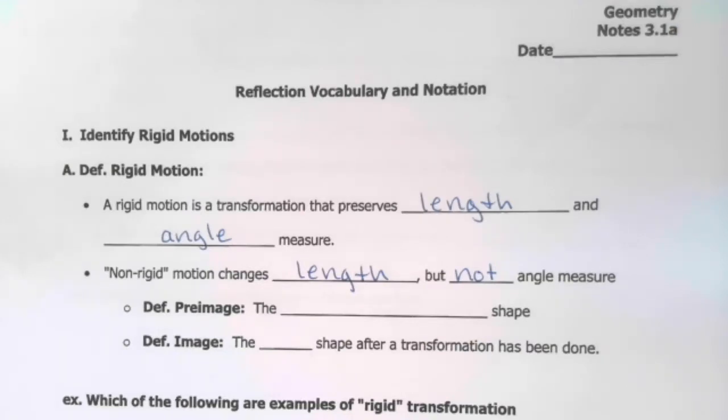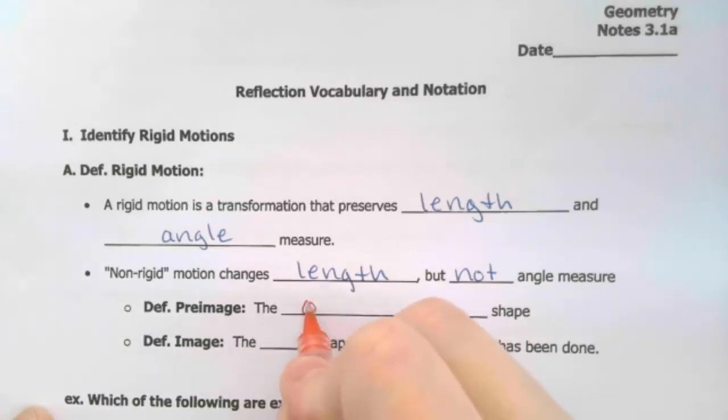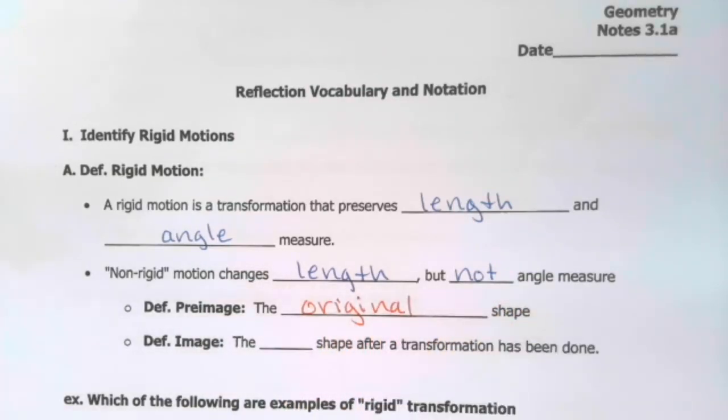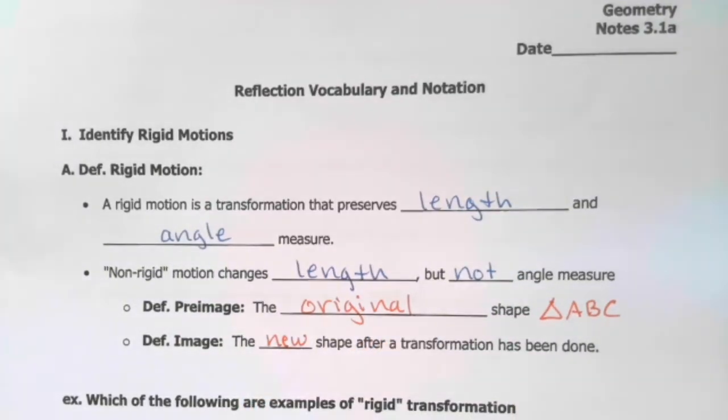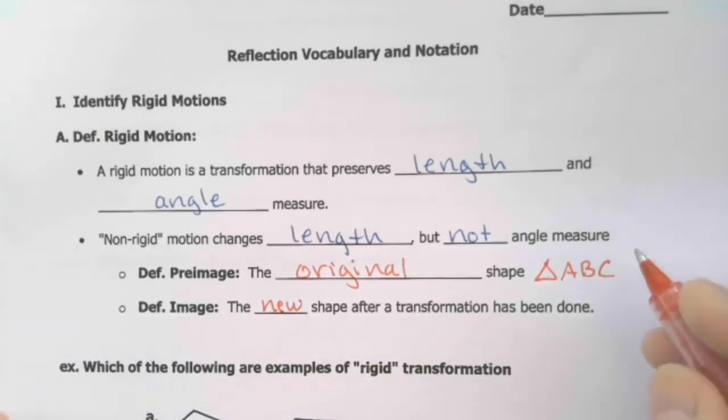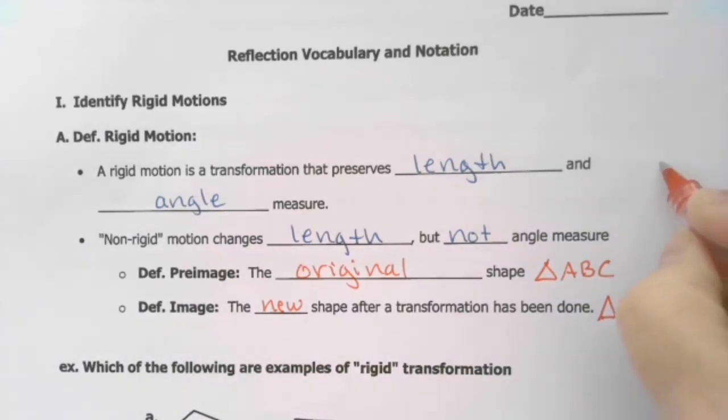Pre-image and image. The pre-image is the original shape. For example, triangle ABC, that could be the original shape. That's the pre-image. The image is the new shape after a transformation has been done. And we designate the new shape using what we call prime notation. So the letters of the vertices are the same, but they get primes. So my image would be triangle A prime, B prime, C prime. A prime actually looks more like this if you were to blow it up. It's a very old symbol, but we usually just make it a little 1 when we're writing it.